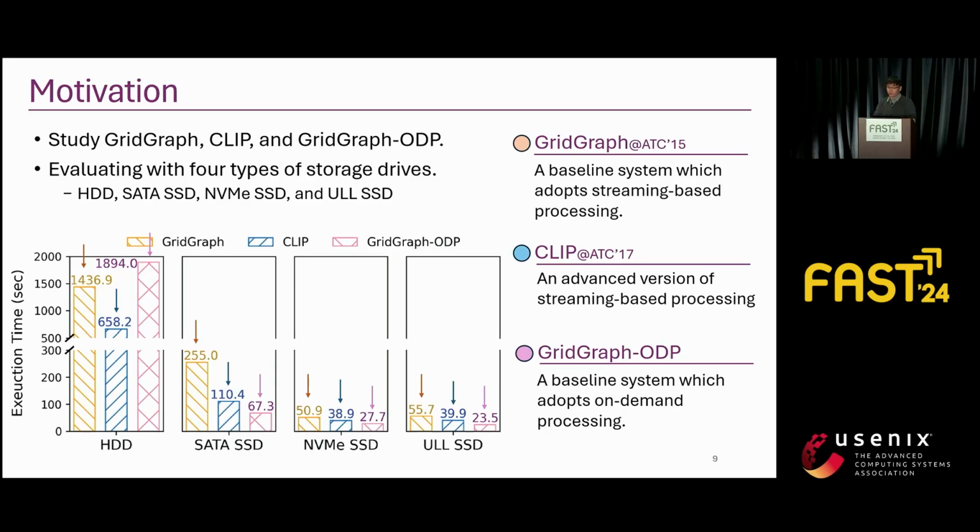These results are interesting because we can see that the baseline system with on-demand processing can show better performance than the advanced system with streaming-based processing. These results give us a direction to build a fully external graph system on top of the principle of on-demand processing.